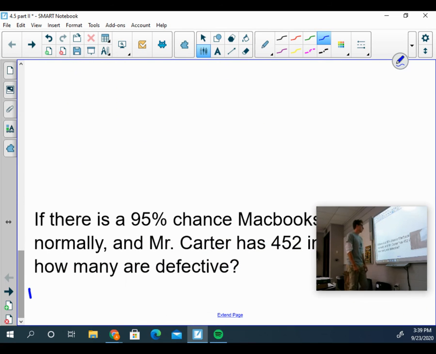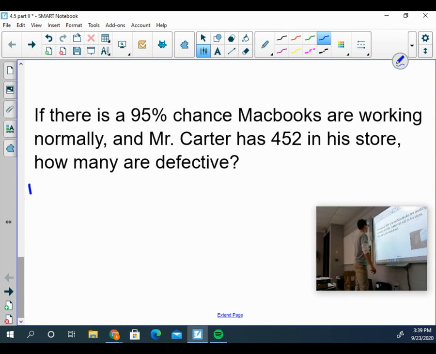Let's continue. Let's say, continuing in Mr. Carter's Apple store, there is a 95% chance MacBooks are working normally. And Mr. Carter has 452 in his store. How many are going to most likely be defective? There's a 95% chance MacBooks are working normally, and Mr. Carter has 452 in his store. How many are defective? Okay, pause the video. Try and figure it out.